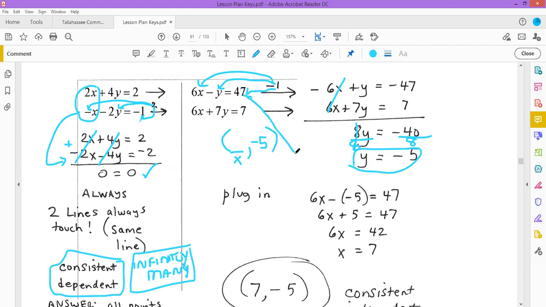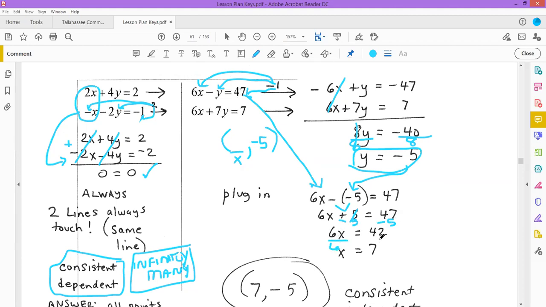We used the first equation that we started with. So that's 6x minus y equals 47. And for y, we substituted negative 5. Remember, a negative times a negative becomes addition. So we have 6x plus 5 equals 47. We're going to subtract 5 from both sides of this equation. The 5 will cancel on the left. We carry down 6x. And on the right side, 47 minus 5 gives us 42.